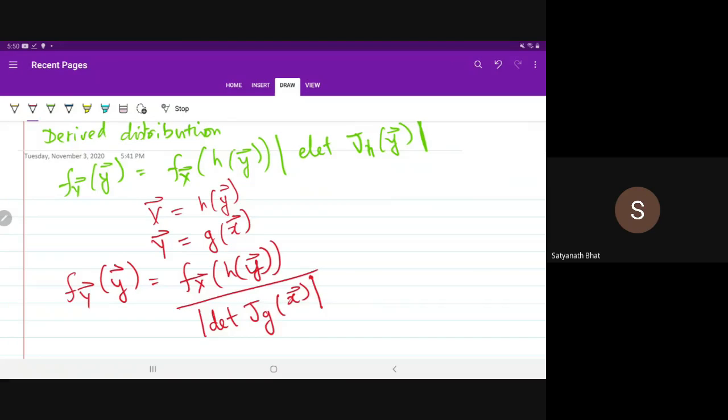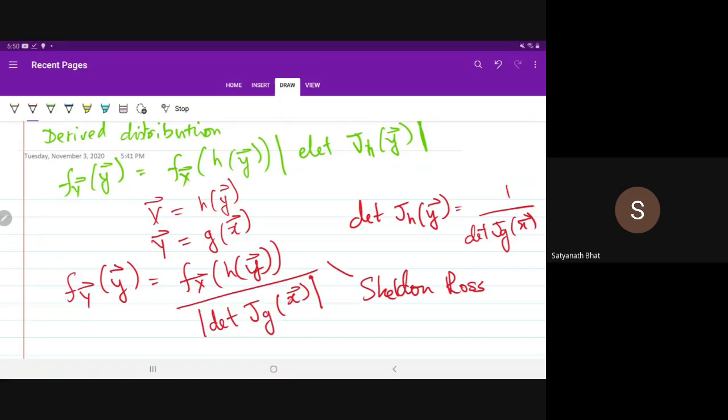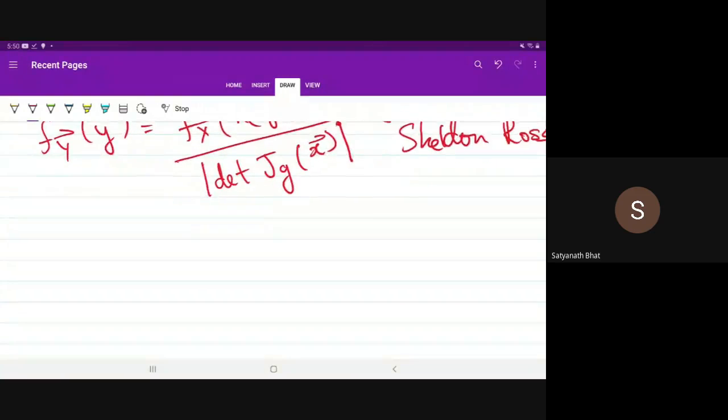The reason is that the determinant of the Jacobian of h with respect to y is 1 over the determinant of the Jacobian of g with respect to x. These are related, so written either way it is one and the same thing. The Sheldon Ross book has this kind of result, so don't get confused when you see something like this.